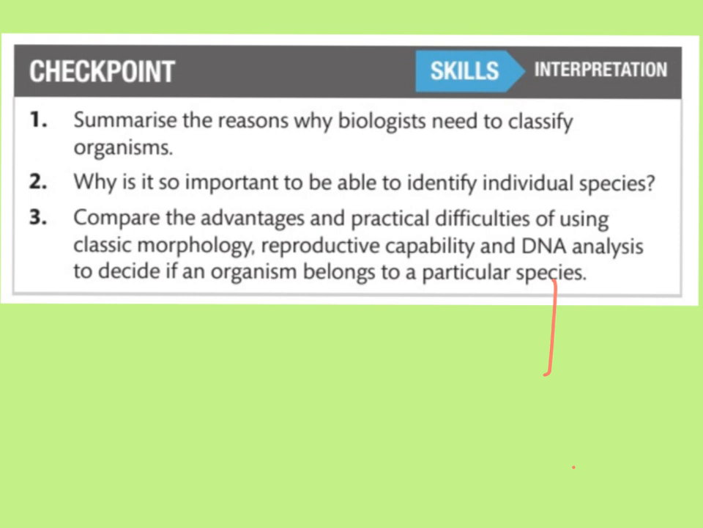Then number 3: compare the advantages and practical difficulties of using classic morphology, reproductive capability, and DNA analysis to decide if an organism belongs to a particular species. I prefer to take 3 or 5 minutes to think about the answer, because you need to compare the advantages and limitations of classic morphology, which is the first method, reproductive capability, the second concept, and DNA analysis, which is the molecular phylogeny.